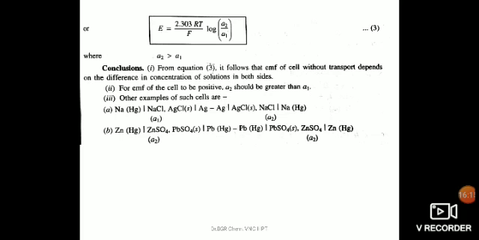Simplifying that becomes E is equal to 2.303 RT by F into log of A2 by A1, where A2 is greater than A1. If A2 is greater than A1, then E will be positive. Therefore, the reaction will be spontaneous. So, conclusions from this equation, which you can call equation 3: it follows that the EMF of the cell without transport depends on the difference in concentration of solutions on both sides. For EMF of the cell to be positive, A2 should be greater than A1. The other examples are also represented with respect to this concentration cell without transport.